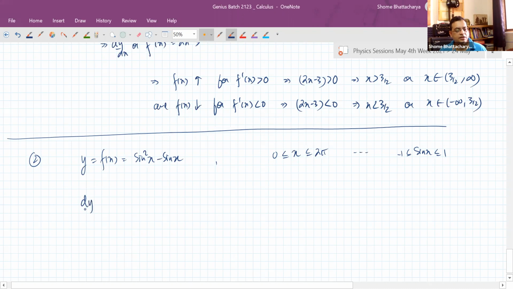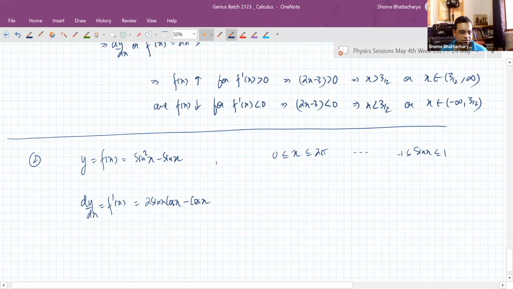So dy by dx, or the derivative of the function, is basically what? Derivative of sine square x, which is 2 sine x cos x, minus derivative of sine x, which is cos x. Okay. So please let me know if anybody has a doubt in any of the steps, including this differentiation step, because I'm doing few steps directly now. Okay. So sine square x's derivative I've done directly as 2 sin x cos x.